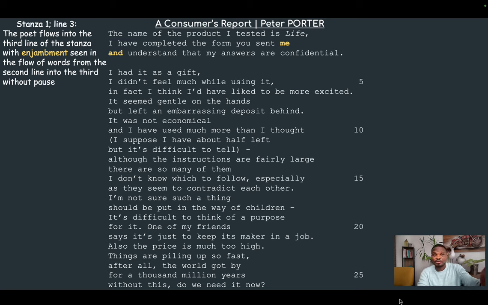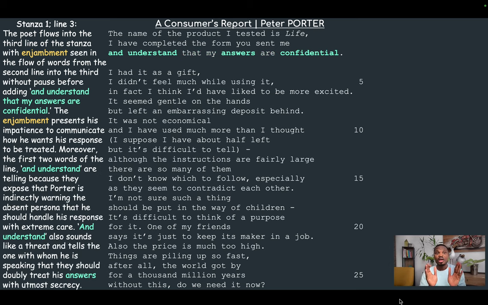So observe that we see that in the flow of words from the second line to the third without pause, before continuing, and understand my answers are confidential. Now, he's saying here that in the first stanza, essentially, he's telling us it is important that there be confidentiality, a non-disclosure agreement. The use of enjambment presents his impatience to communicate how he wants his response to be treated. Moreover, the first two words of the third line, and understand, are telling because they expose that Potter or the poetic voice is indirectly warning the absent persona. Remember, the person that he referred to as you in the second line of this stanza. He's warning him indirectly that, see, treat my response with extreme care.